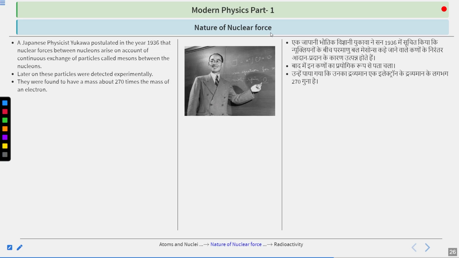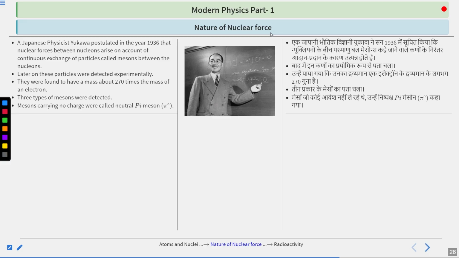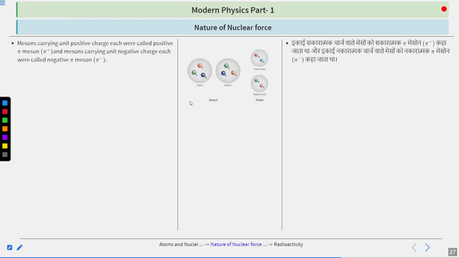They were found to have a mass about 270 times the mass of an electron. Three types of mesons were detected. Mesons carrying no charge were called neutral pi mesons, pi zero. Mesons carrying unit positive charge were called positive pi mesons, pi plus, and mesons carrying unit negative charge were called negative pi mesons. Sorry, pi negative.